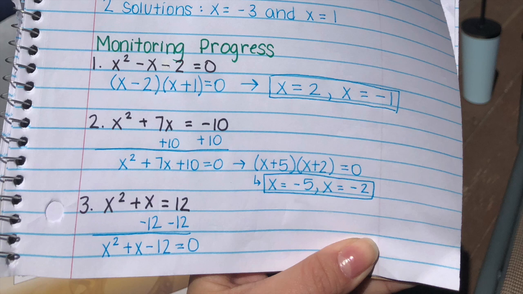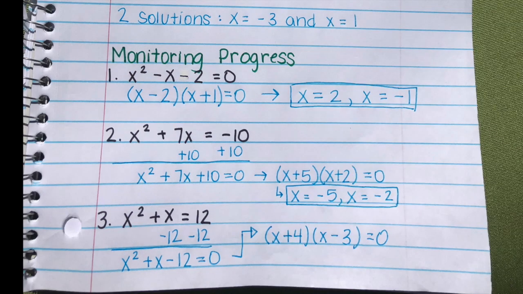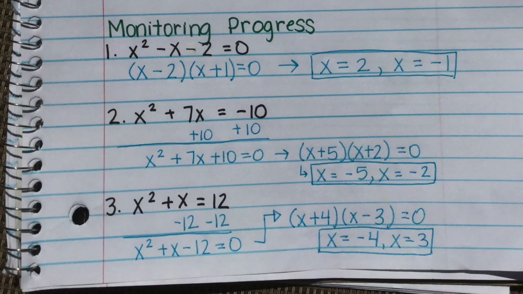For problem number 3, again, my first step, I do need to rewrite the equation in standard form. So I do that by subtracting 12 from both sides, and I'm left with x squared plus x minus 12 is equal to 0. From there, I will go ahead and factor the equation. So I have the quantity of x plus 4 multiplied by the quantity of x minus 3 is equal to 0. And once it's factored, I can very clearly see that the solution to this equation will be x is equal to negative 4 and x is equal to positive 3. So again, we have two solutions. If I were to graph it, those would be the x-intercepts.